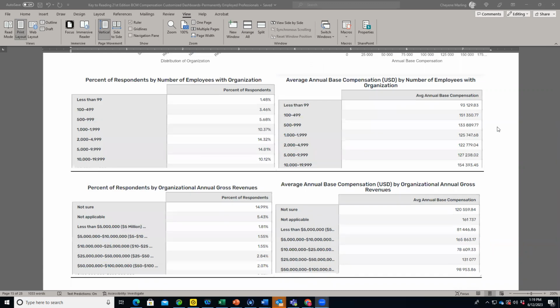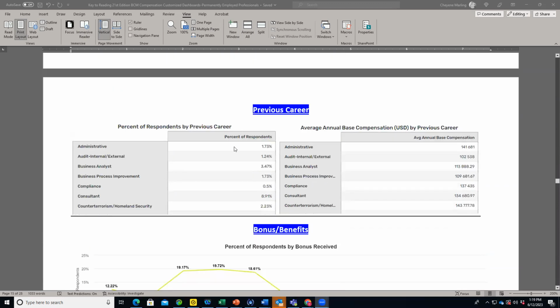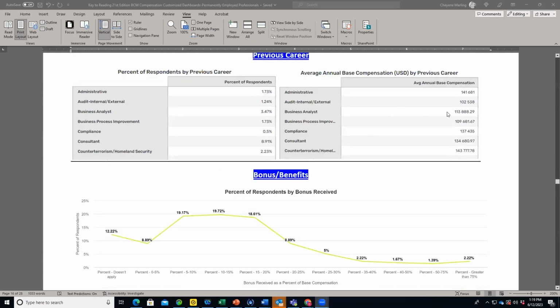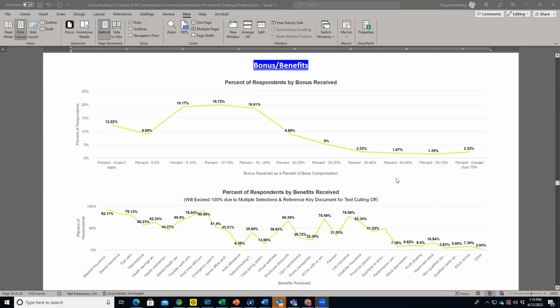I should say, again, this is base, so the bonuses and benefits are coming towards the end of the dashboard. Then we have previous career experience before getting into a business continuity dedicated related discipline career. Now we get into the benefits. So percent of respondents who received a bonus. So again, all these other comps above are US dollar base, not including the bonuses or benefits.